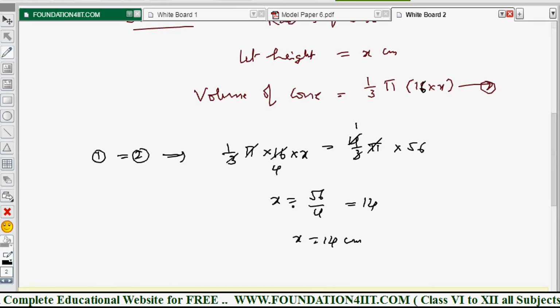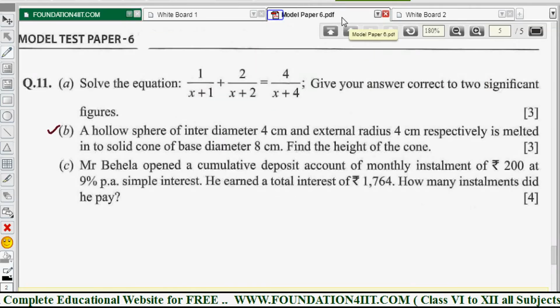Whenever objects are melted and recast into other shapes, it means you equate the volumes. You get the problem easily. Right. Now let us see the next one. This is from installments. This is a banking topic.